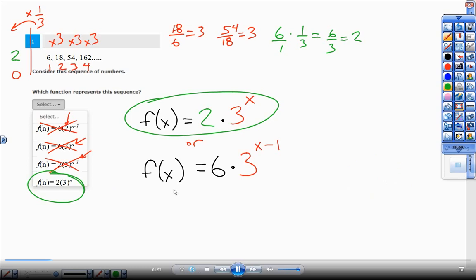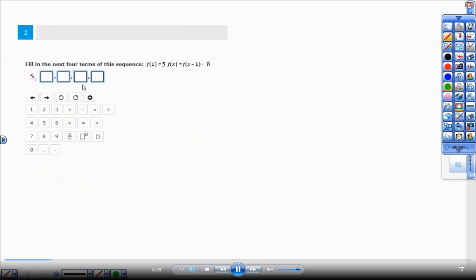Alright, number 2. This one I'm giving you the recursive pattern, telling you the first term is 5, telling you that you're multiplying that and every other number by 8. So taking that 5 times 8, whatever that number is times 8, whatever that number is times 8, continue that pattern. Make sure you give me all 4 numbers.